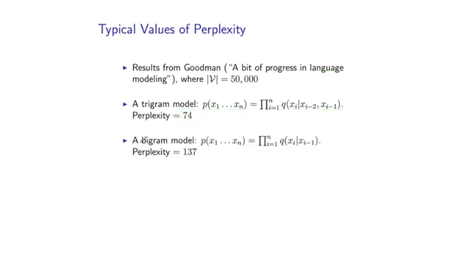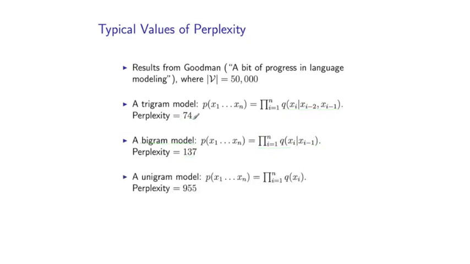So one is a bigram model. A bigram model is very similar to a trigram model, but at each point we condition only on the previous word, x_{i-1}. So this is essentially a first-order Markov process. Remember, a trigram model is a second-order Markov process. So we're conditioning on less information, just the previous word. And of course we lose some statistical power there, and the perplexity does go up a bit to about 137, which is a pretty significant change from 74.